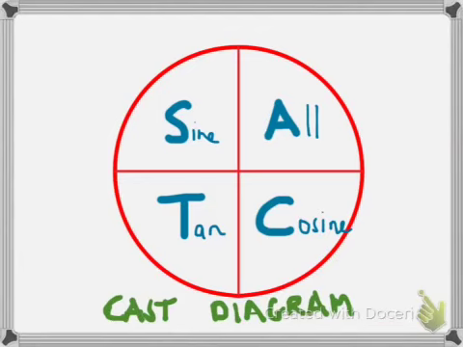So that's how we get our CAST diagram. They're all positive in the first quadrant. Sine is positive, hence cosine and tan are negative in the second quadrant. Tan is positive, hence cosine and sine are negative in the third quadrant. Cosine is positive, hence sine and tan are negative in the fourth quadrant.